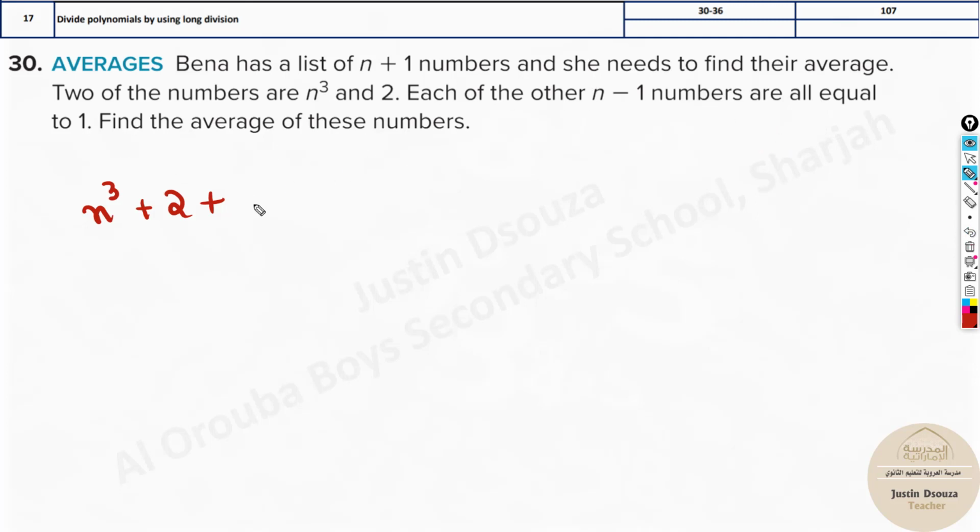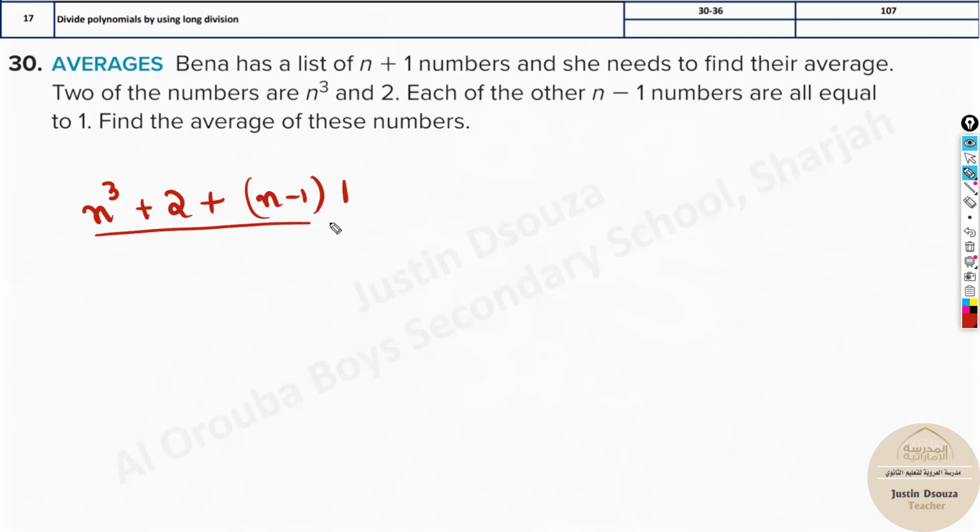So what we can write is they're all 1, but how many remaining numbers are there? N minus 1 multiplied by 1. So if there are 5 remaining numbers, it will be 5 times 1. So it's 5 into 1: 5, 1, 1, 1, 1. You have to add them. So this is the reason why we write it like this.